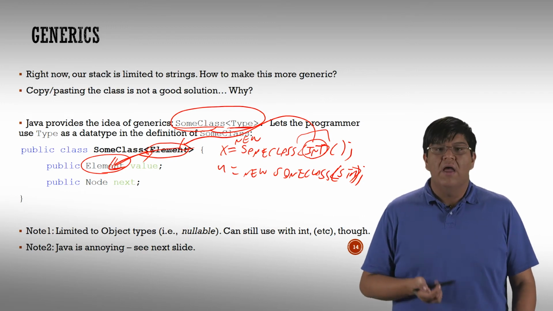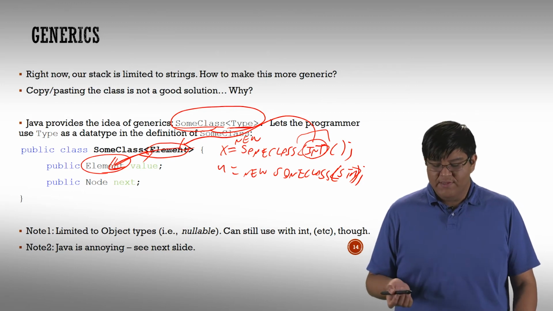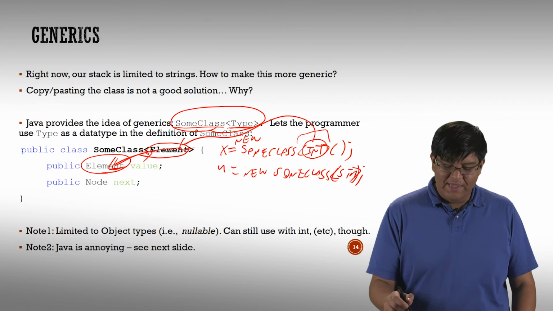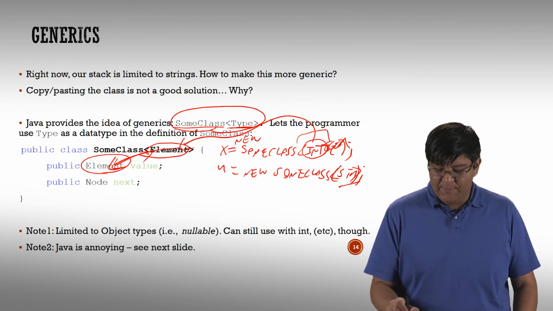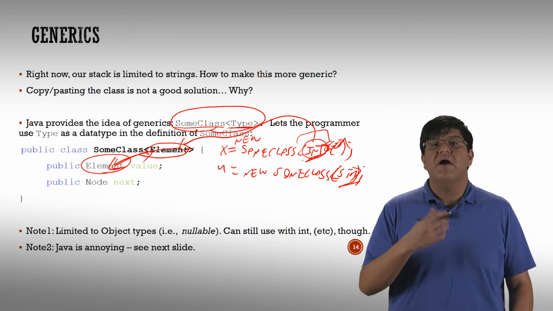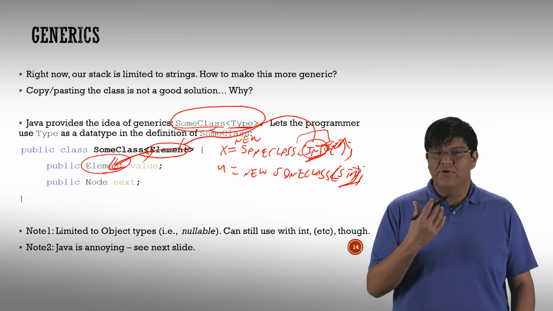Some final notes here. First of all, when you do generics, you're limited to nullable types. Basically, what that means is this. It shouldn't be int here. It has to be Integer. I can't put a primitive type here. These can't be primitive types. Those have to be object types. They have to be nullable types. This is just a Java rule. Don't worry about it too much.